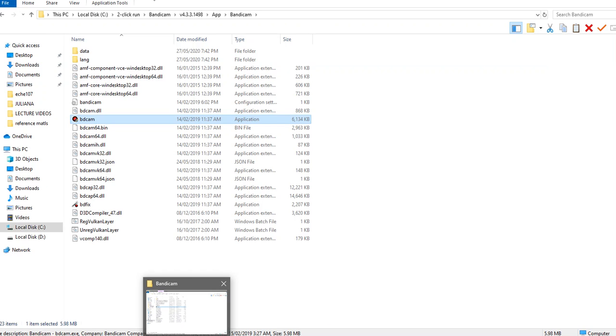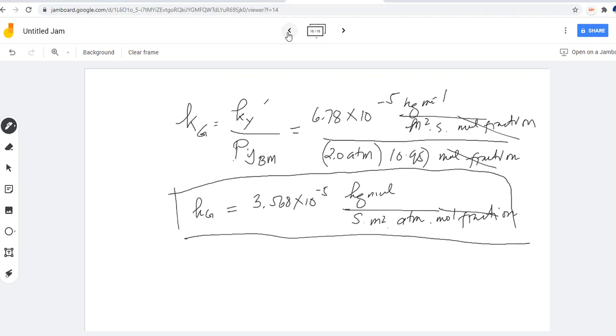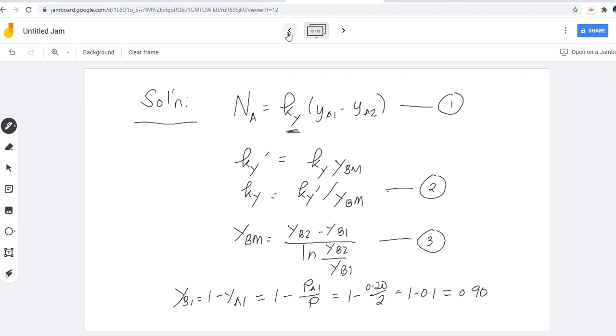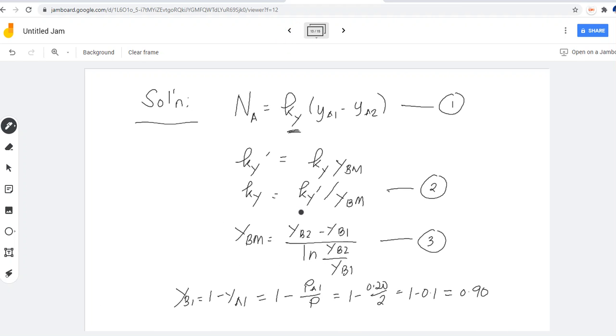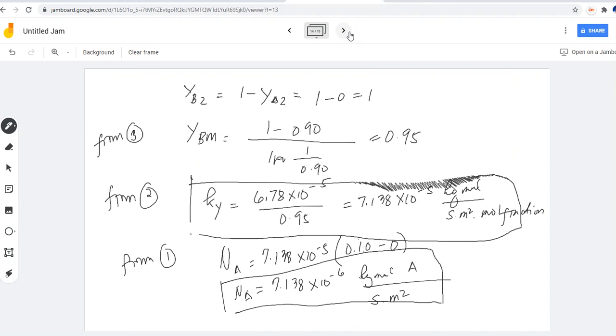But if we're going to go back to our previous equation, like this one, determining the K sub Y from the K sub Y prime and the YBM, this one has a unit of mole fraction. And if it's mole fraction here and this is per mole fraction, this will be mole fraction squared. So I'm not really sure why they placed that these 2 will just have the same unit.